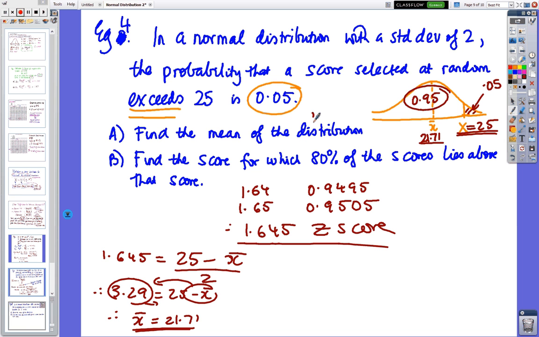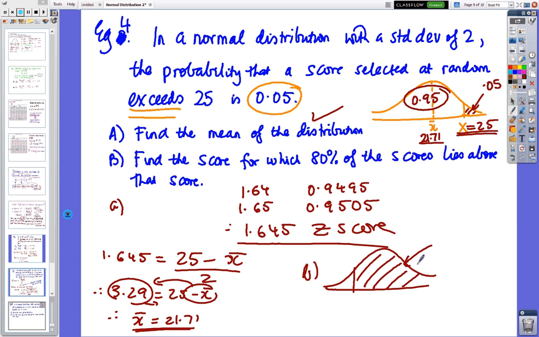Okay, so we've done that question, that's part A, and part B, find the score for which 80% of the scores lie above. So I want 80% of scores to be there, so I need 20% of scores to be back. Okay, and I don't know what the score is.